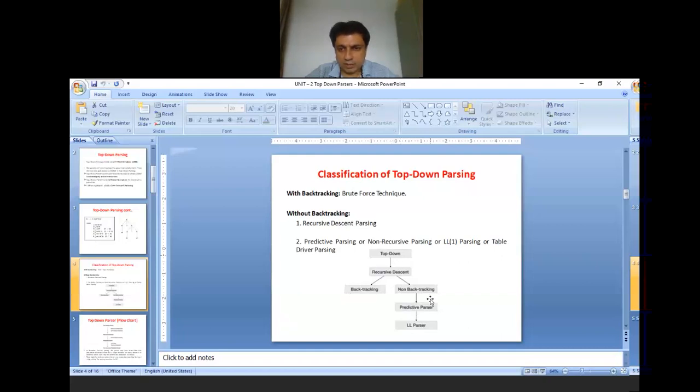So this diagram is very important because the top-down parser is basically divided into two major categories: first is backtracking parsers and another is non-backtracking parsers. Now the non-backtracking parsers are further divided into predictive parsers and the LL parsers. In today's class, we are going to discuss the predictive parsers and then the LL parsers. But I am refreshing the last class because both classes are interconnected.